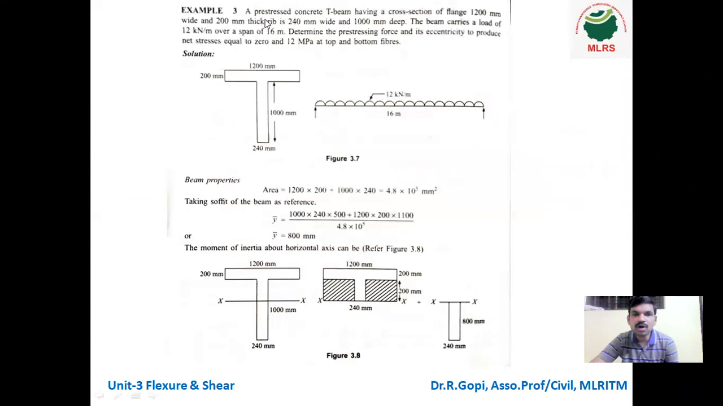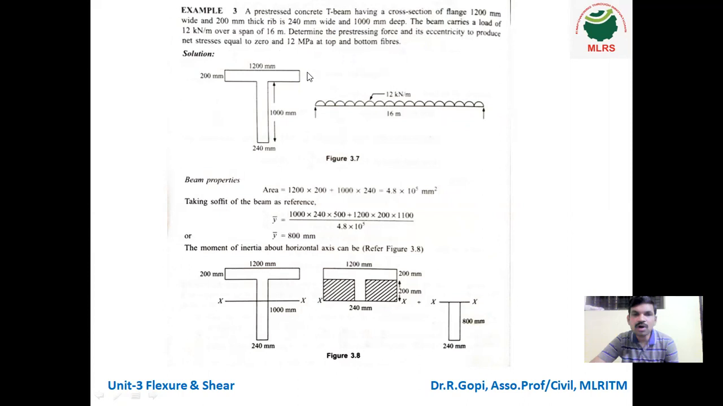So I'll read the question. A prestressed concrete T-beam having a cross section of flange 1200 mm wide and 200 mm thick, rib is 240 mm wide and 1000 mm deep. The beam carries a load of 12 kN per meter over a span of 16 meters. Determine the prestressing force and its eccentricity to produce net stress equal to 0 and 12 megapascal at top and bottom fiber. This is a very simple problem.